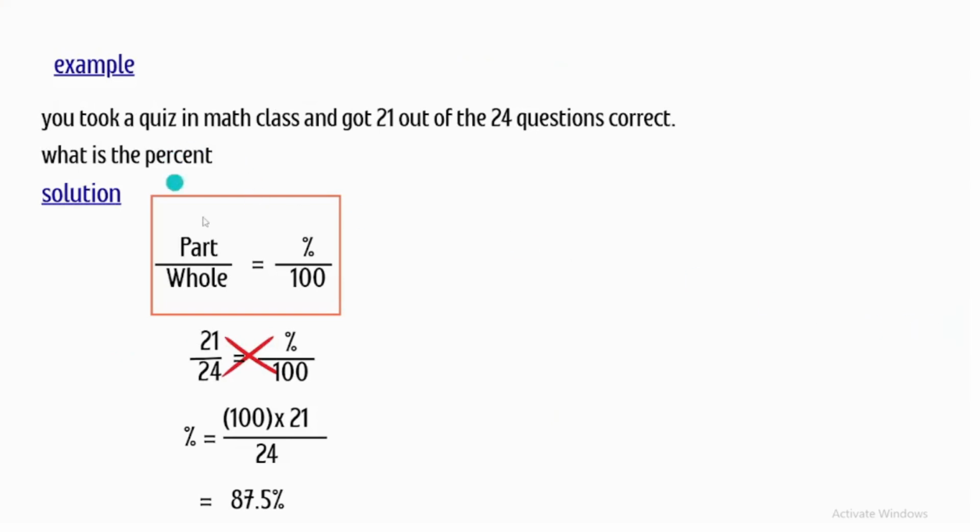Okay, and this is also a rule: part over whole equals percent over 100. We have to determine the part from the problem and determine the whole. That will make sure you get the correct answer.